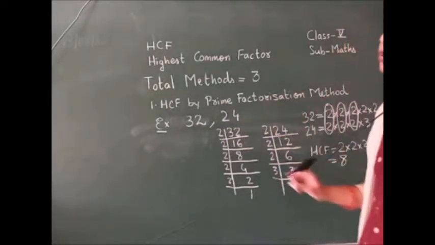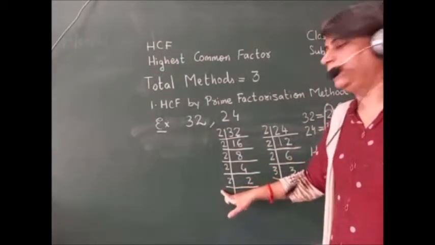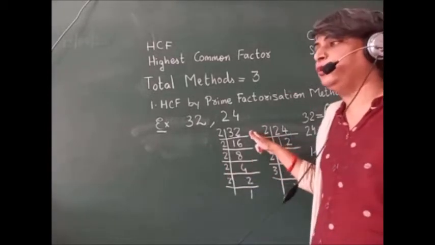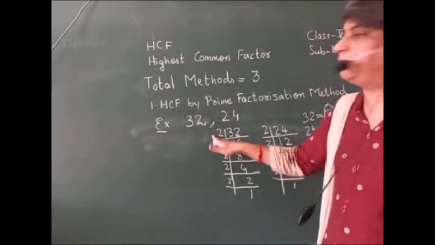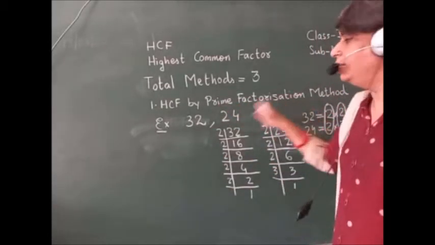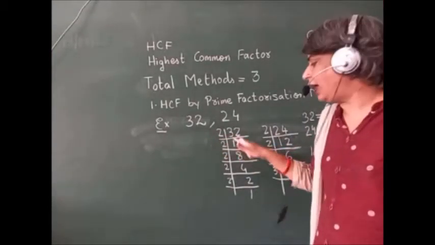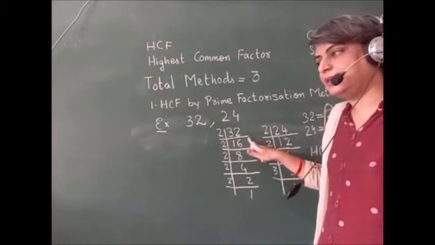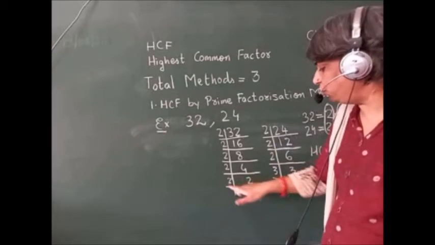In the prime factorization method, all these numbers should be prime. Like 32, 32 is divisible by 4 also, but you are not going to write 4 here. You will write 2 because 2 is a prime number. This is the prime factorization method. So write 2 as a prime number, then 16, again divisible by 2, so you write 2. 2 eights are 16, 2 fours are 8, 2 twos are 4, and 2 ones are 2.